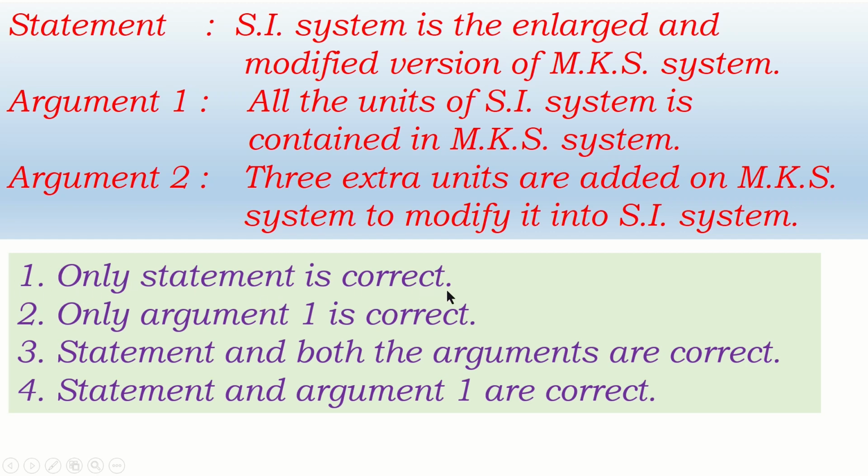Only statement is correct. But till now, we haven't read this argument 2. Let's see, what is it? 3 extra units are added on MKS system to modify it into SI system. Is it correct? This argument 2 is incorrect, because not only 3, 4 extra units are added on MKS system. MKS system had 3 units and 4 extra are added on it, and it is enlarged and modified to form SI system. So this argument is not correct. Our correct answer is option number 1.